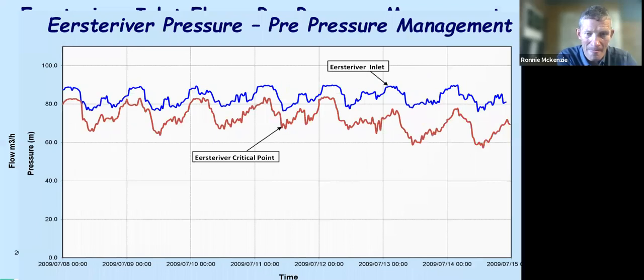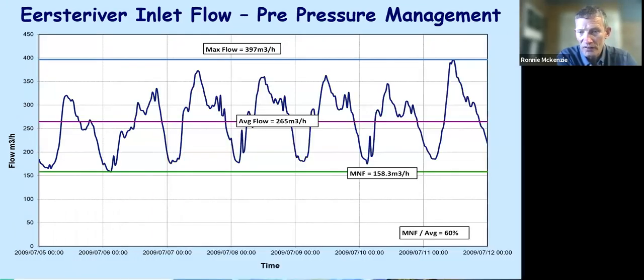So this is the flow logging result for this system. You can see that the minimum night flow is at about 150 cubic meters per hour. The average daily demand is 265. The minimum night flow divided by the average daily demand is significant.